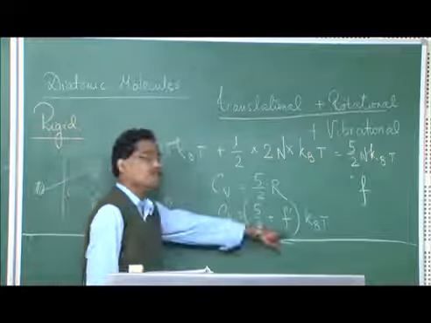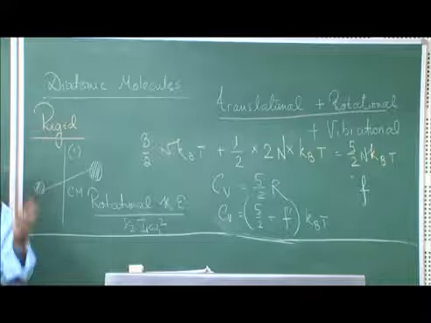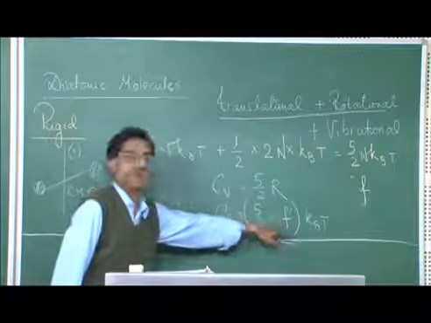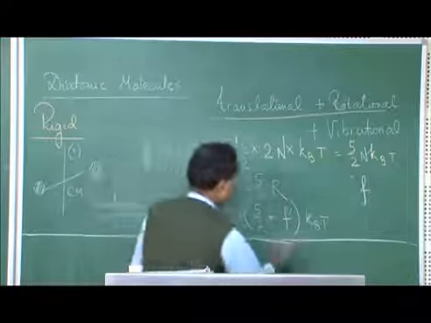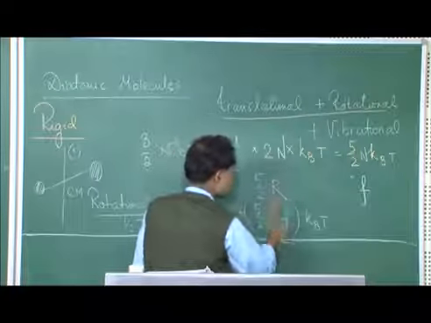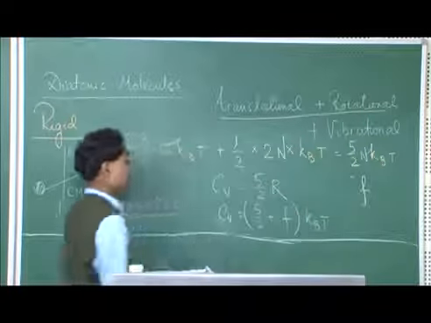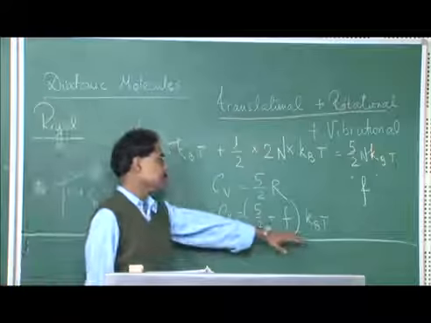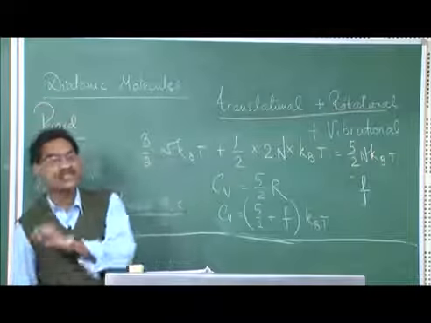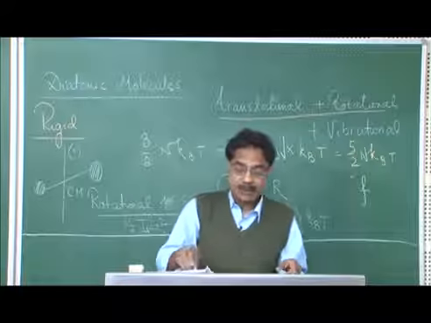F prime: each vibrational mode has one coordinate and one momentum, each contributing half kT. So F prime is of the order of 1 kT, or you can simply write it as F. As long as you remember, F has both kinetic and potential degrees of freedom, each contributing half kT. This is what I wanted to clarify.